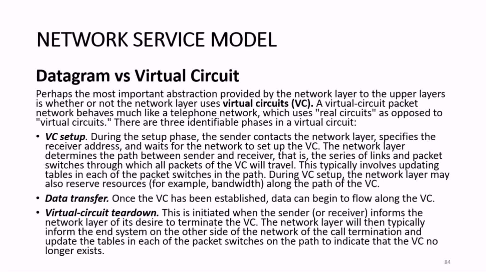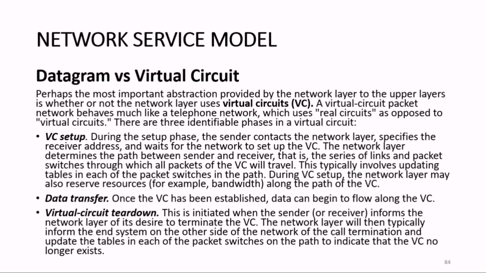So let's look into the network service models. There are two types of service model in this layer. First is datagram and second is virtual circuit. In this slide, we will discuss the virtual circuit, or VC. A virtual circuit network behaves much like a telephone network, which uses a real circuit as opposed to a virtual circuit.